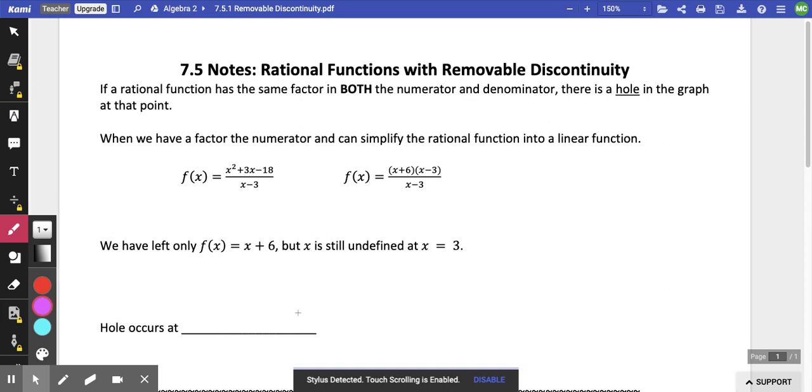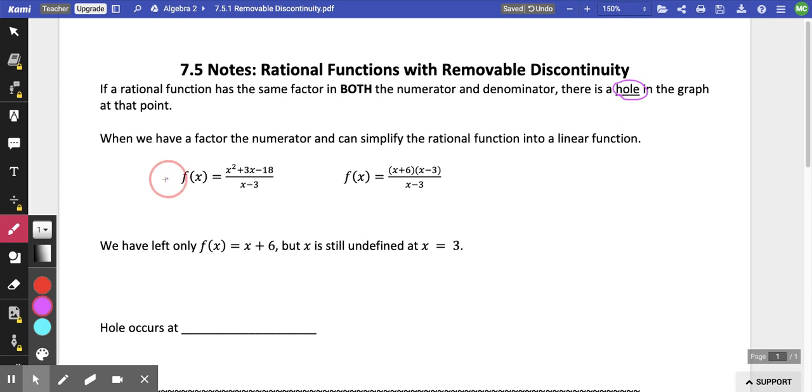All right, there's another feature on rational functions known as a removable discontinuity. Sometimes that's referred to as a hole in the graph. Anyhow, a hole happens in the graph when you've got a factor in the numerator and the denominator, and it cancels out completely from the denominator of the function.